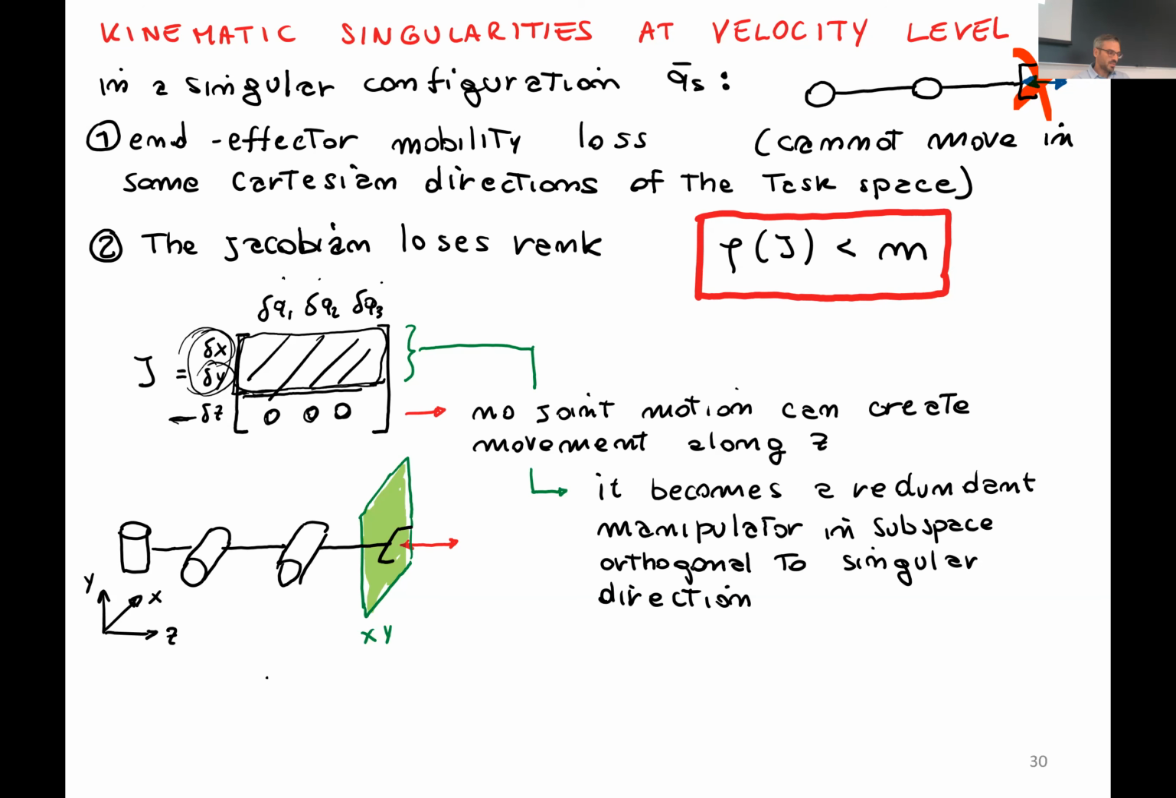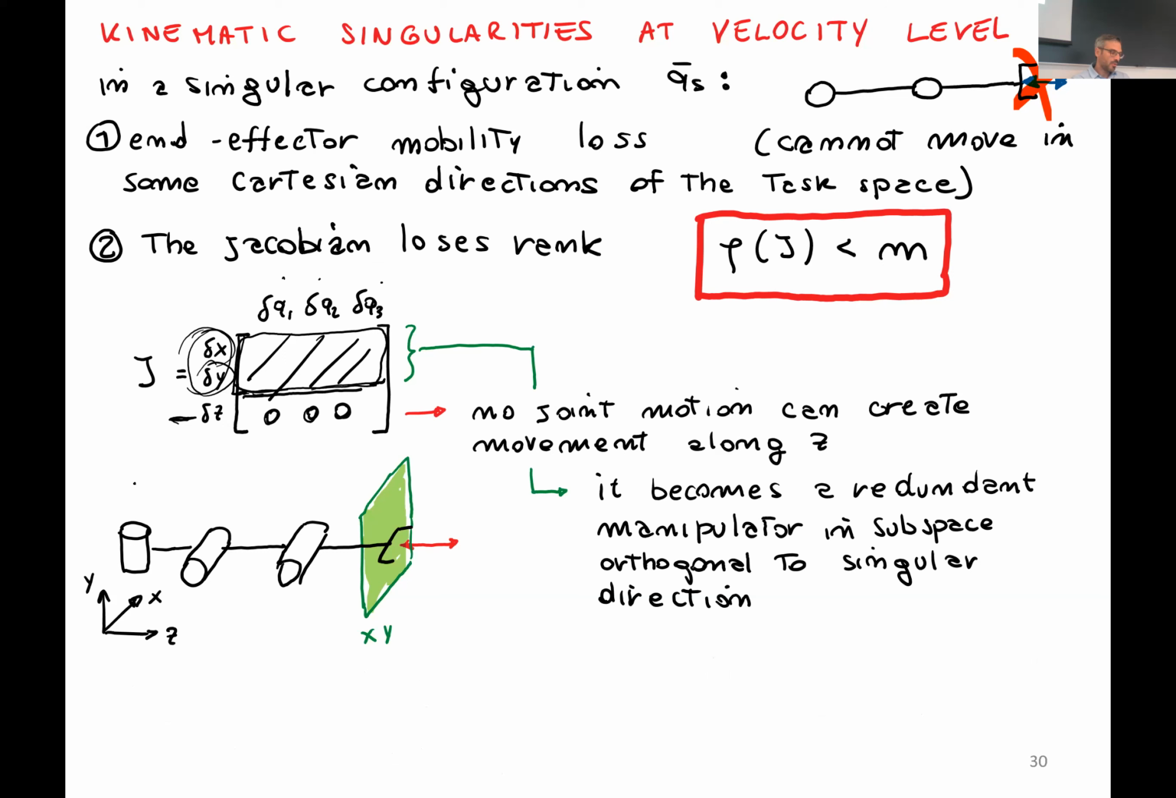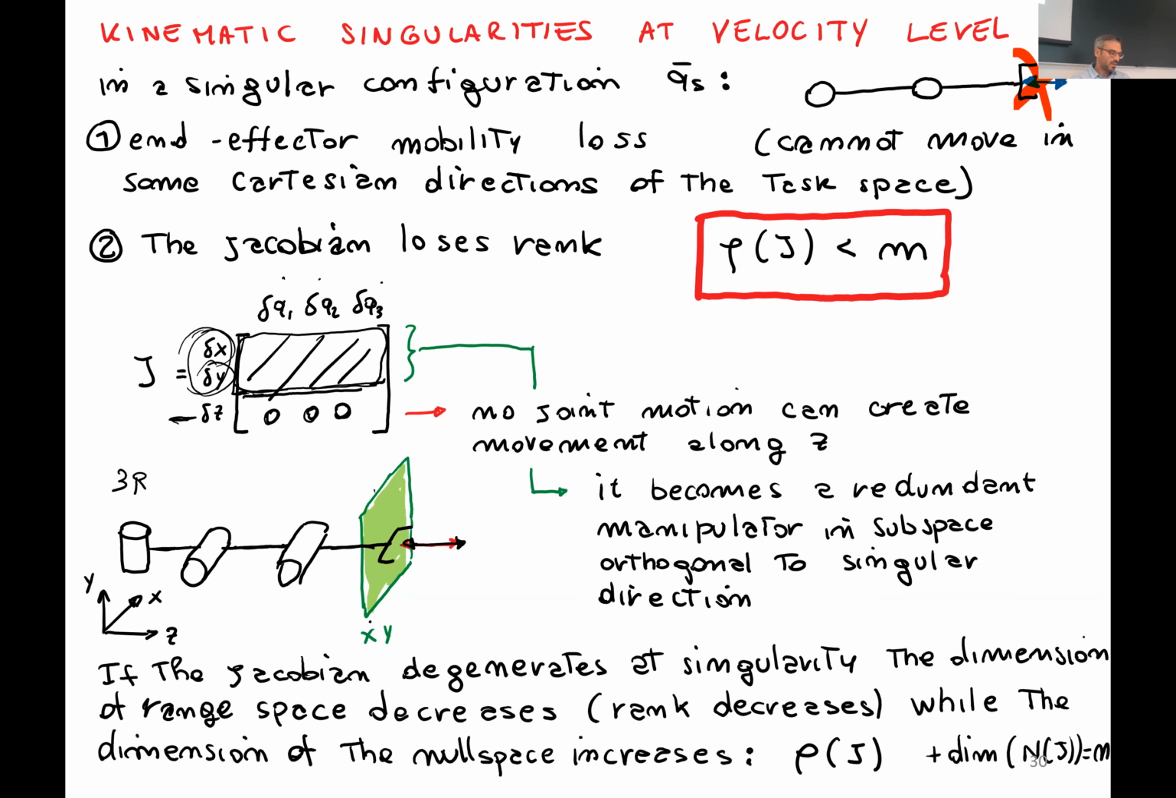And we see here, for example, in the case of a 3 degrees of freedom 3R robot, that in this situation, we can no longer move along this direction because the arm is fully stretched. But we have infinite ways to move along this plane, okay? It is the other 2 directions, X and Y.